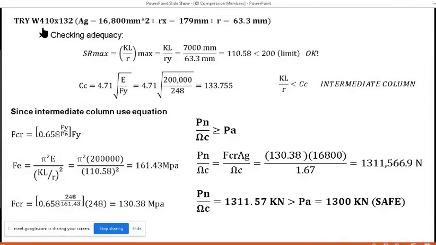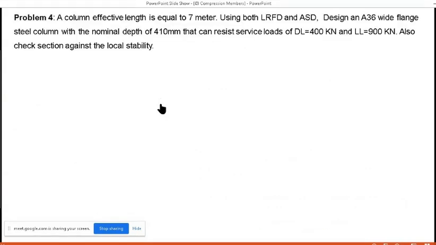So far, do you have any question? So far in our problem? Wala pa naman. Okay. So yung answer natin dito is 410 by 132.